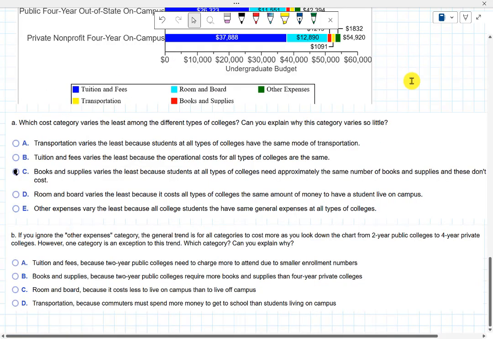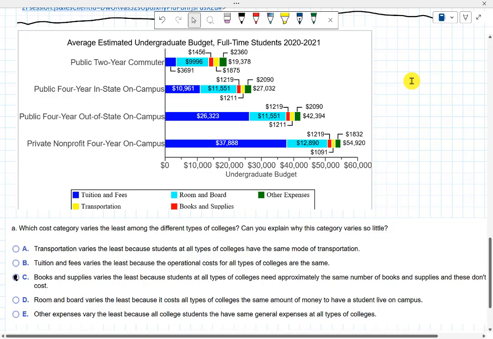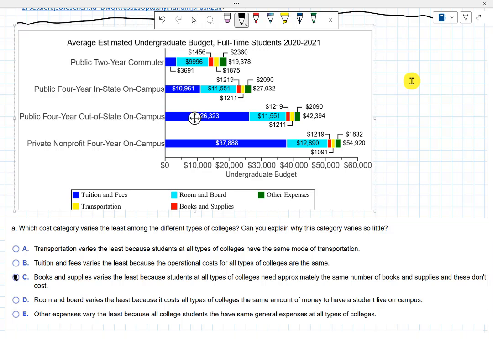Okay, if you ignore the other expenses category, the general trend is for all categories to cost more as you go down the chart, starting at 2-year colleges and moving down. Let me check that out to make sure. If you look at room and board, there's no question that goes up as you go down. Then this blue box here, so what was the dark blue? Tuition and fees, that obviously goes up. Room and board seems to be tending upward.